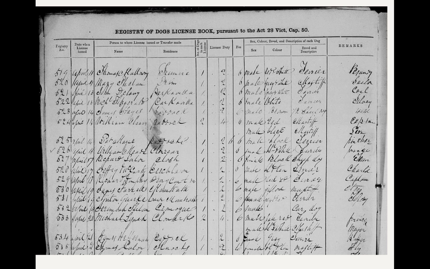So in most cases, these are likely the names of the dogs, actually. Like down on line 528, you can see that the dog's name was Charlie. And I would just love to know that my ancestors owned a dog named Charlie or whatever name they gave them. I think it's a really fun little piece of history that we can find on our ancestors.